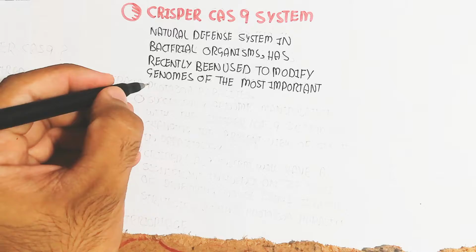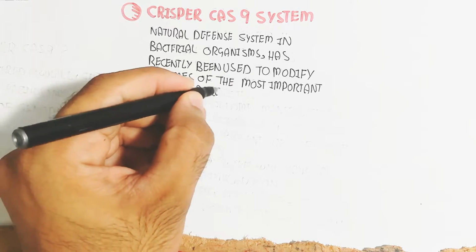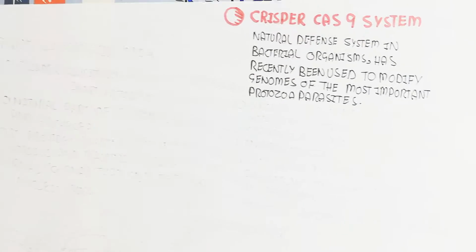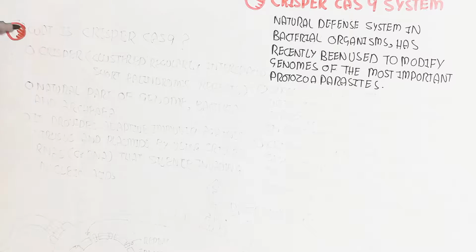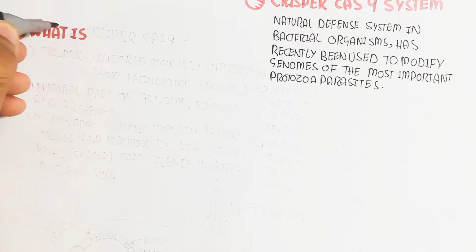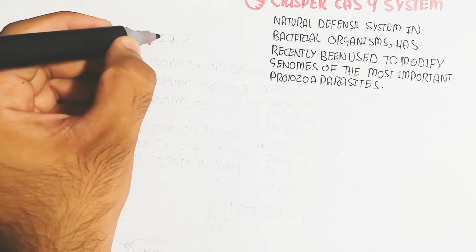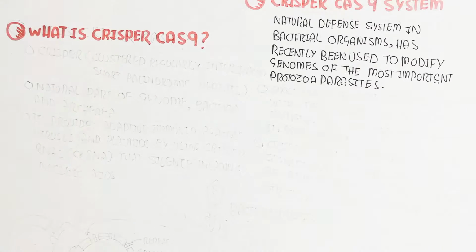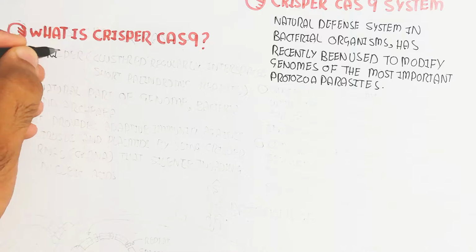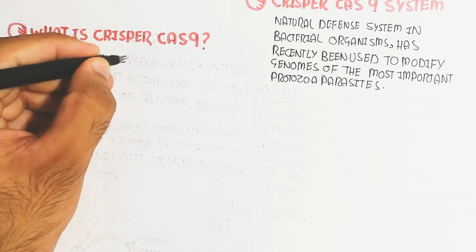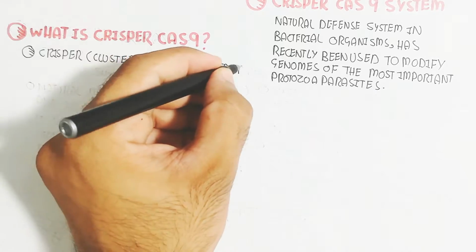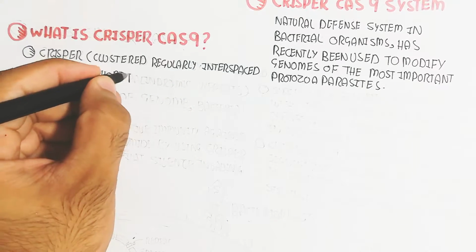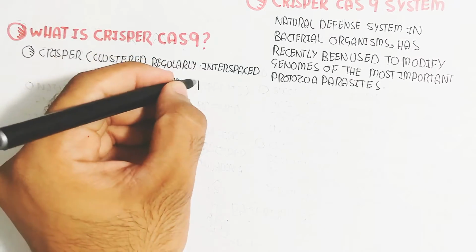CRISPR stands for clustered regularly interspaced short palindromic repeats. Interspaced means the space between them. We will discuss later in this video what the palindromic part means.